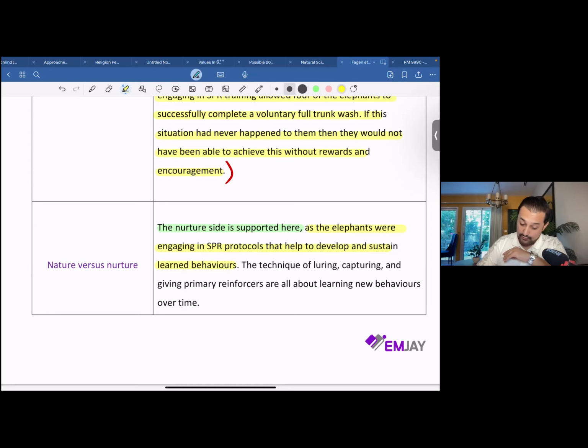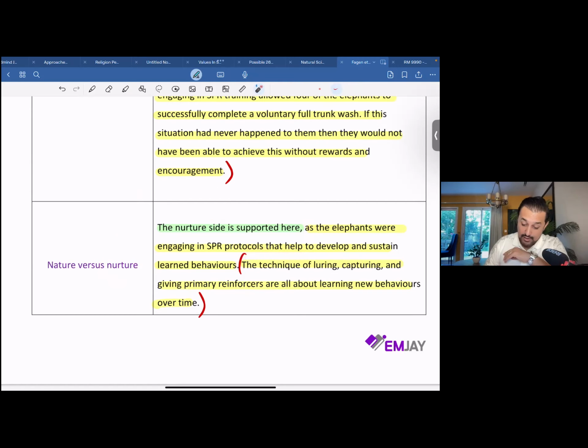You could further exemplify this through this part: the techniques of luring, capturing, and giving primary reinforcers are all about learning new behaviors over time. So the nurture side of the argument is supported over here. This you've explained, this you've further given an example.